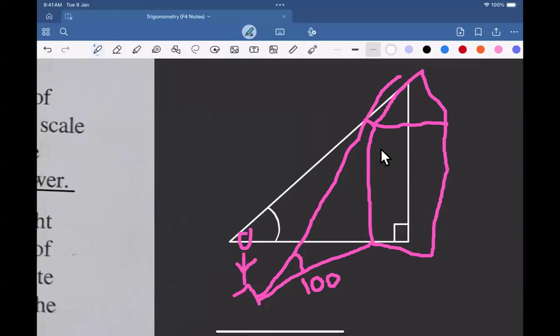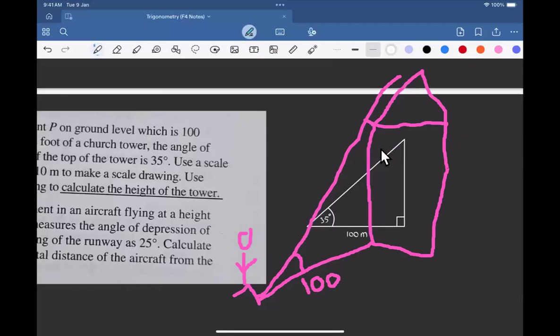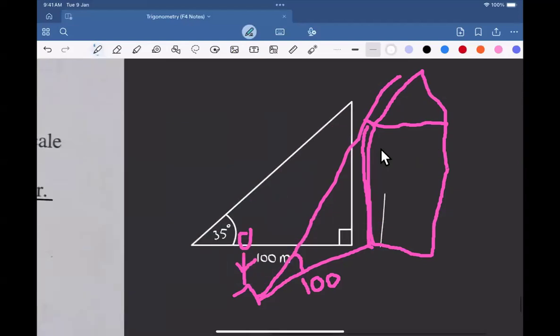So the angle over here is 35 degrees. The length over here is 100. And we're trying to figure out the length of what? They said to calculate the height of the tower. So which side is that? Show me, draw a line. Right. Cool. So we're trying to find this.